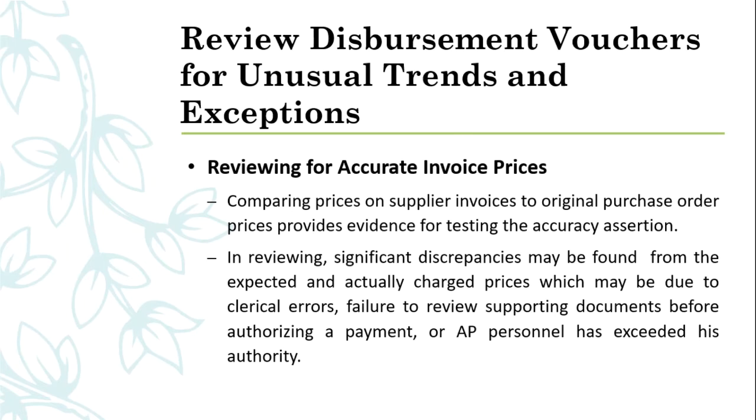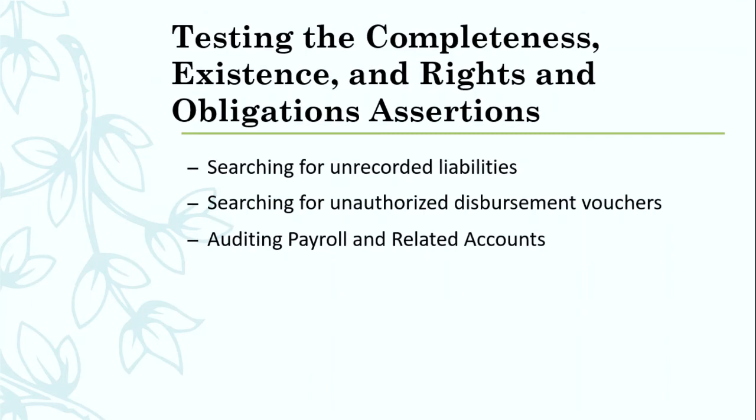Another activity that may be involved is reviewing for accurate invoice prices. This is the comparison of prices on suppliers' invoices to original purchase order prices. In reviewing, significant discrepancies may be found between the expected and actually charged prices, which may be due to clerical errors, failure to review supporting documents before authorizing a payment, or the AP personnel having exceeded his authority. Thus, it is very important to review the documents to prevent a material misstatement of accounts payable from taking place.